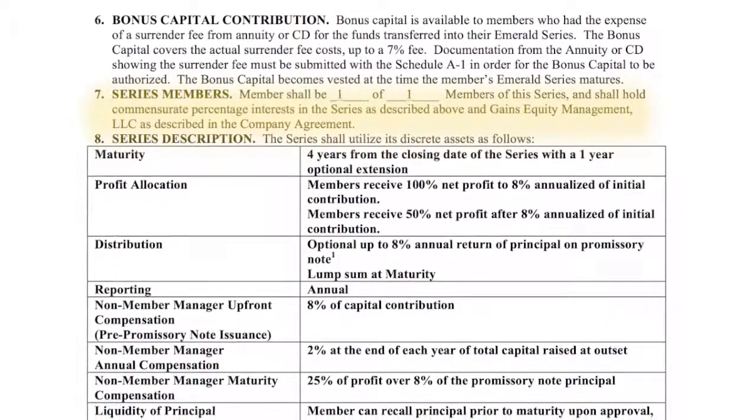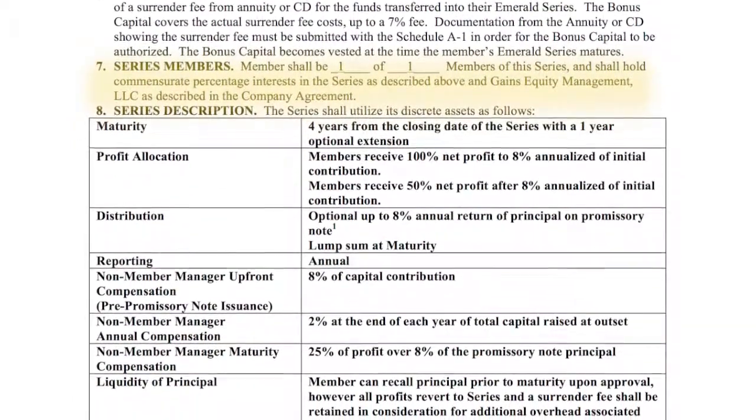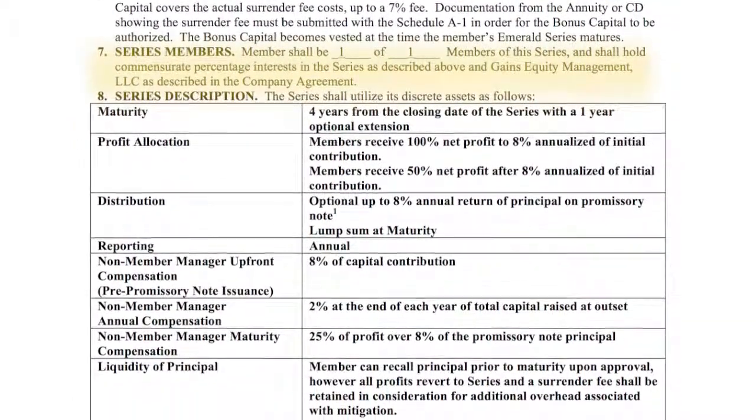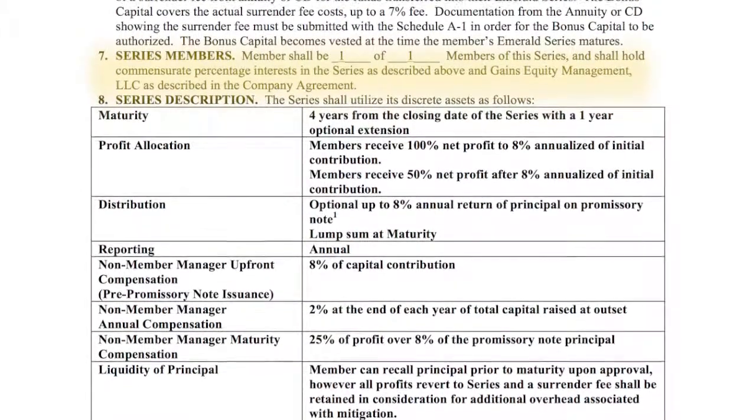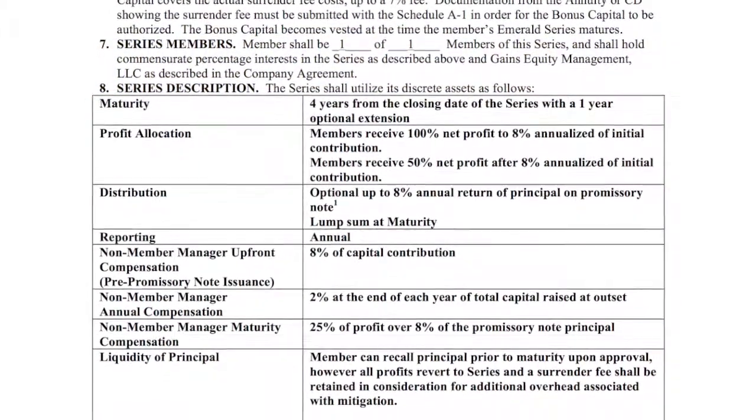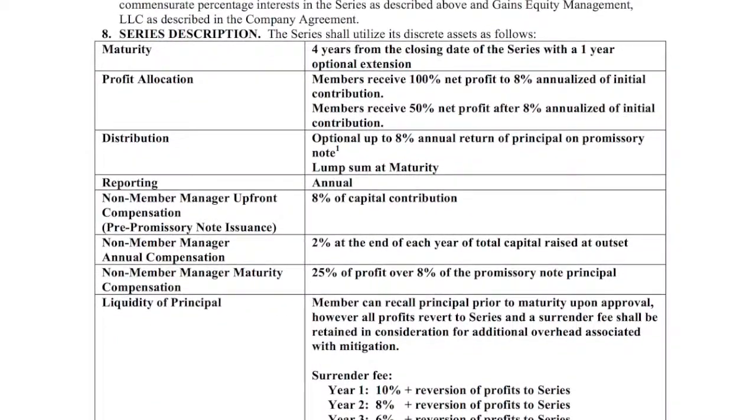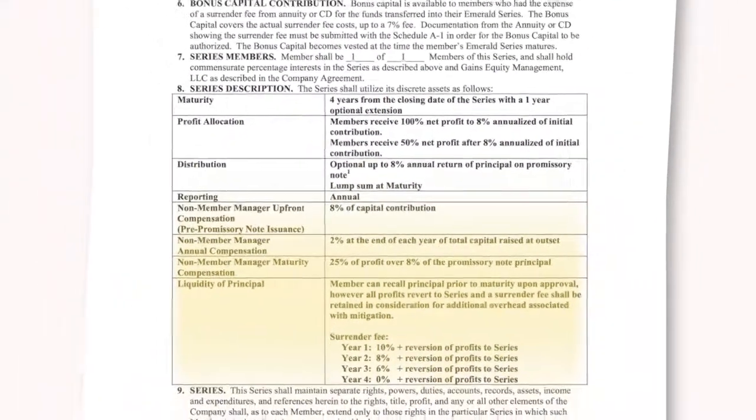Section 7 shows that they are member number 1 of 1 for their Emerald series, of which they own 100% of their company. That brings us to Section 8. This area shows the parameters of their series. It includes the length to maturity, how the profit is allocated, the amount of the annual distribution that they can choose, the upfront annual and maturity compensation to Gaines, and liquidity of their principal if they have an emergency and need to pull out their money.